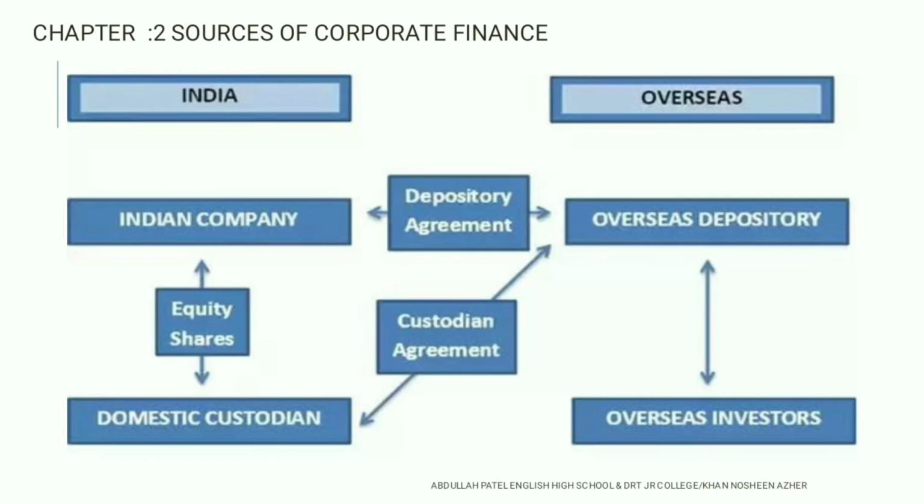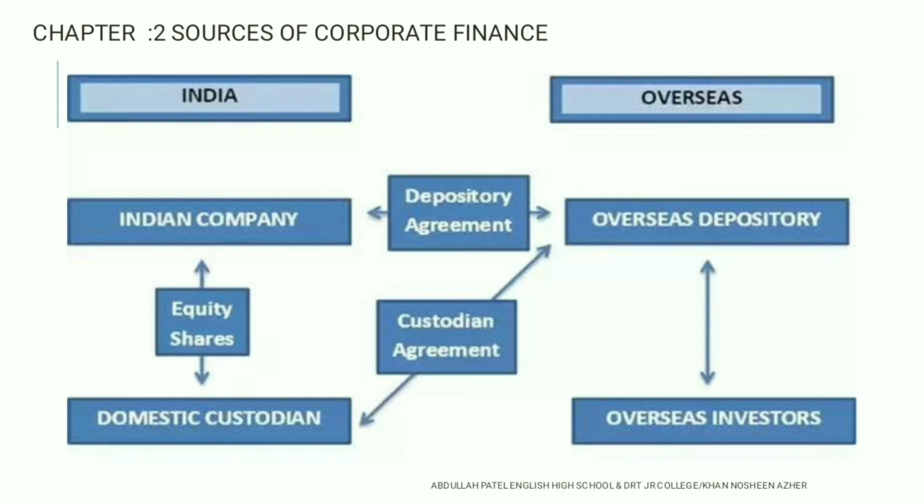Another picture to explain the ADR and GDR. As you can see, there is an Indian company and an overseas investor. Overseas investor means बाहर के investor. So there is a big gap between them. So what does the company have to do? The company has to make an agreement with the domestic custodian.